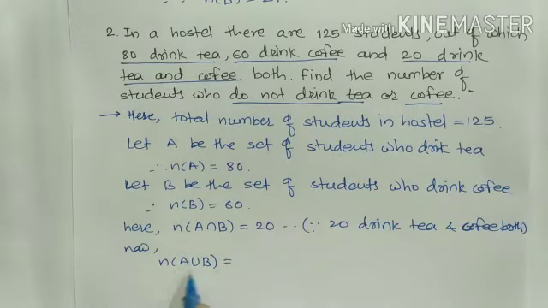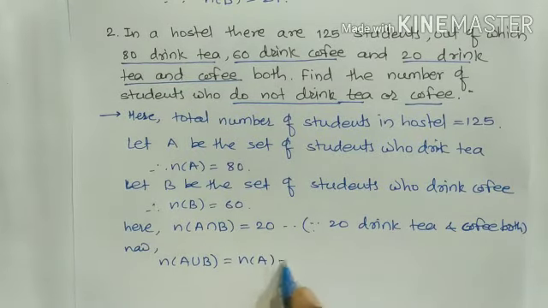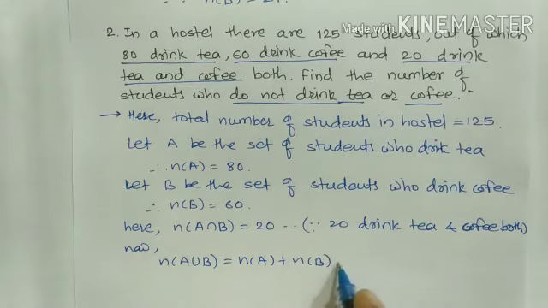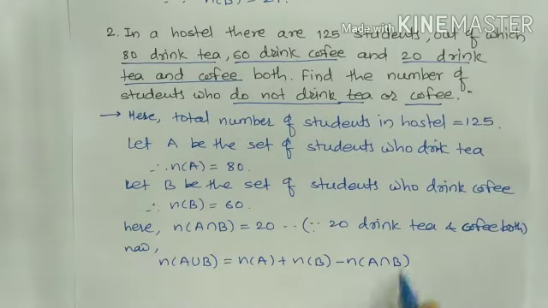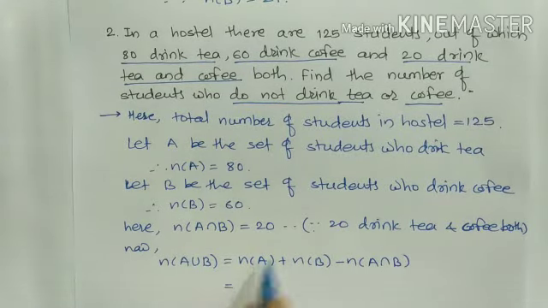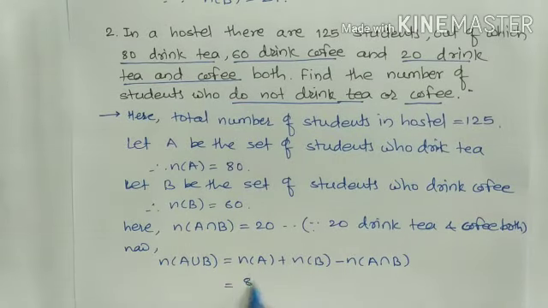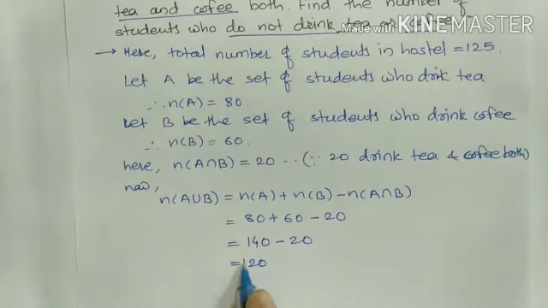We know that number of A union B equals number of A plus number of B minus number of A intersection B. Now let us put the values here. Number of A is 80, number of B is 60, number of A intersection B is 20. 80 plus 60 is 140, minus 20 equals 120.